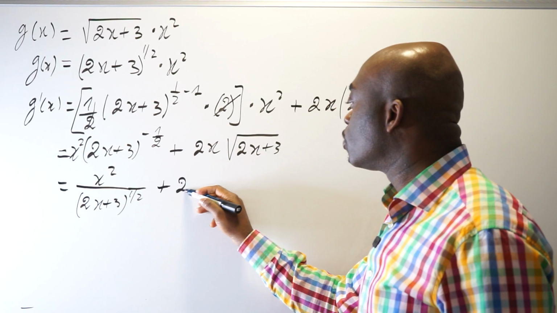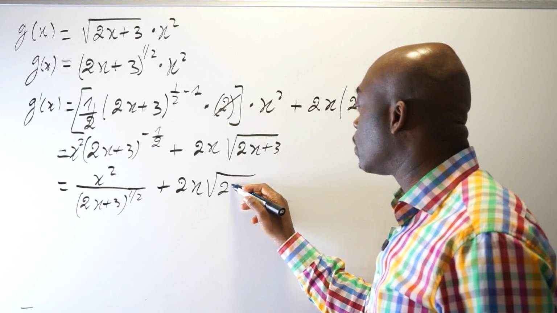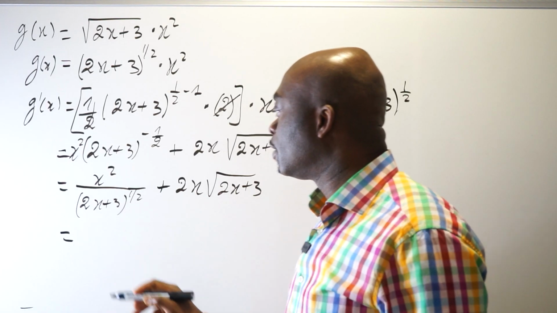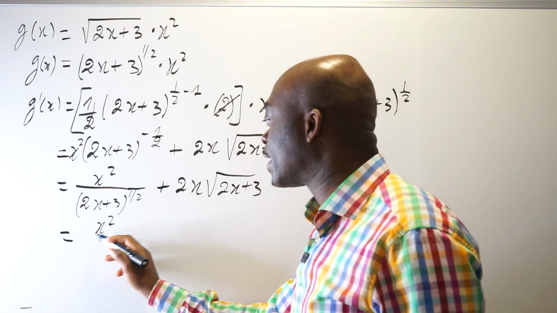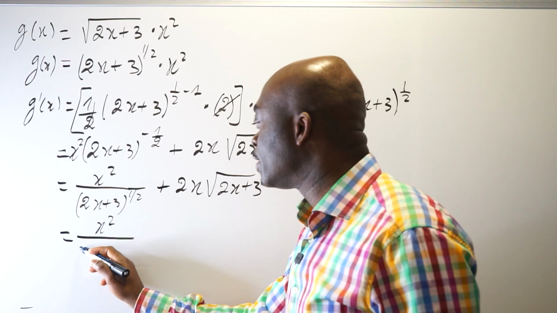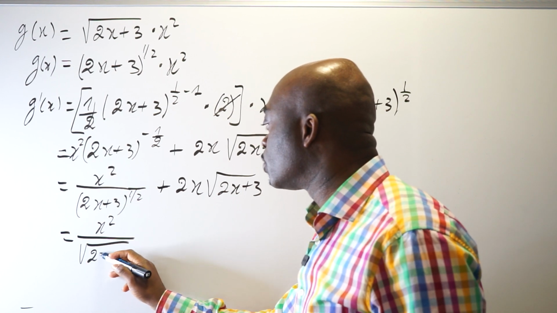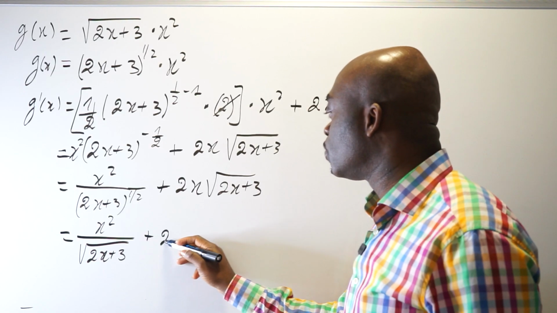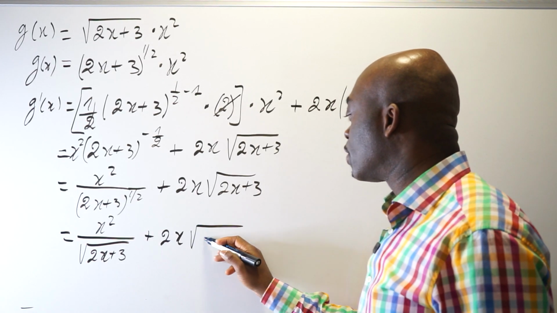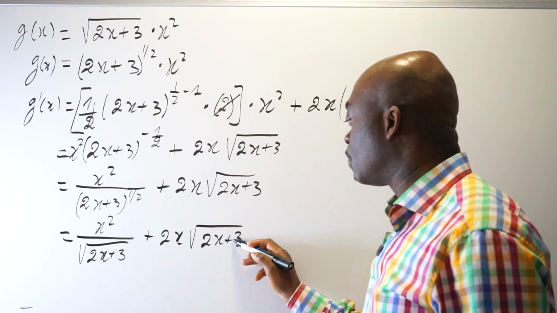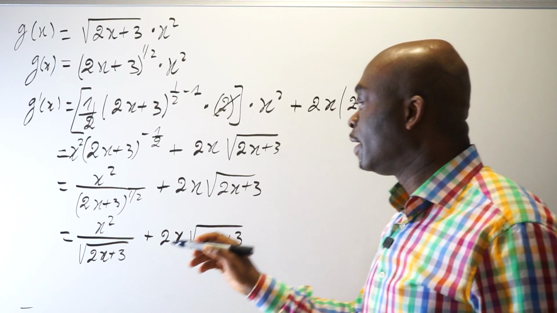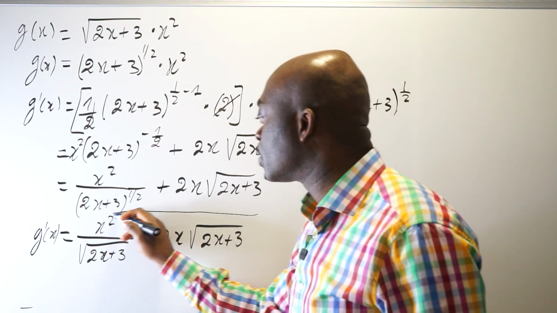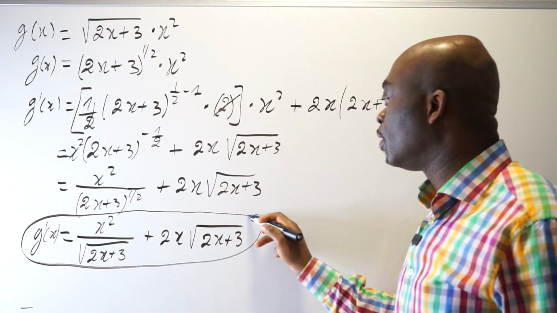Then plus 2x square root of 2x plus 3. Are we good? Then what's happening here? This one is x to the second power over, and this one becomes the square root of 2x plus 3. And then this one is plus 2x square root of 2x plus 3. And ladies and gentlemen, this is your final answer for the g prime of x. You don't need to do anything anymore when it comes to that.